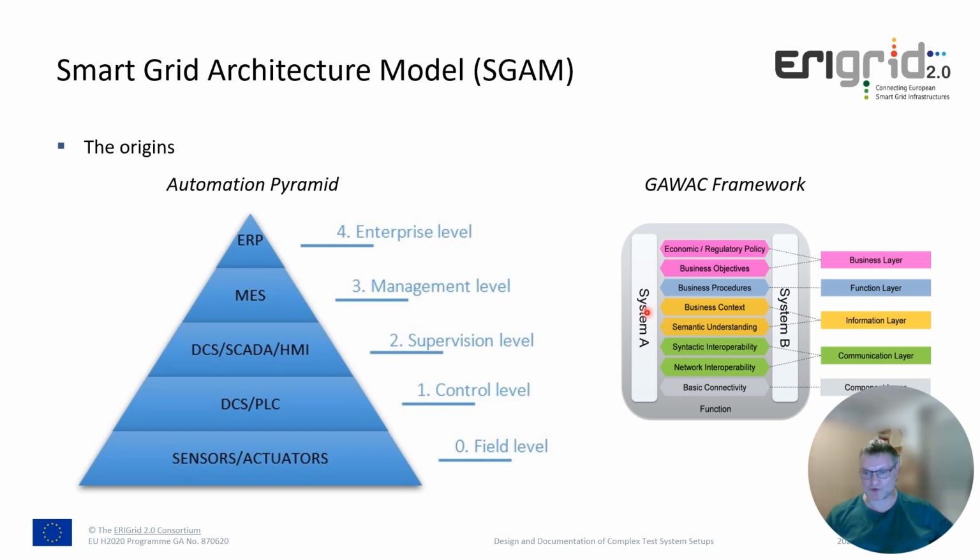Here two systems are shown, and there are different levels in the GridWise architecture framework. There are 8 levels of interoperability, starting from basic connectivity over a syntactic and semantic understanding of the information that needs to be exchanged up to the business context. And in the context of the smart grid architecture model, these 8 layers have been integrated into 5, as you can see here: component, communication, information, functional, and business layer.